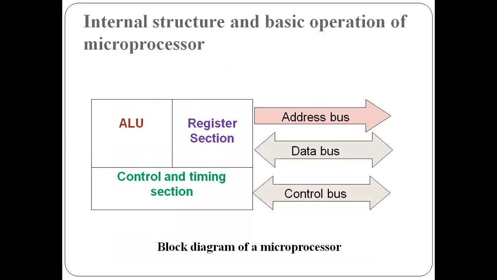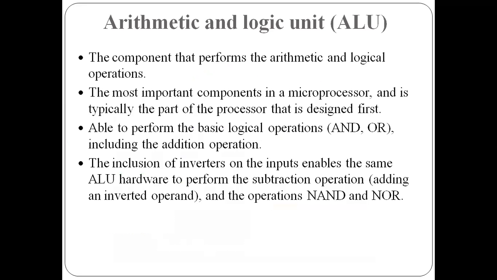Internal structure and basic operation of a microprocessor. A microprocessor consists of the ALU, register section, and control and timing section, which are interfaced with the address bus, data bus, and control bus. This represents the basic block diagram of a microprocessor.